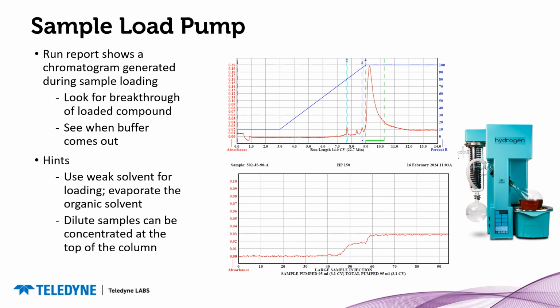When the large sample load pump is used, the run report also shows the absorbance trace during the time the sample is loaded. This run is from a peptide stacked injection run in 50 millimolar ammonium formate. I used the newly introduced EcoDist hydrogen roto-evaporator to remove the methanol and so dissolved the peptide in a weak solvent that concentrated the peptide at the head of the column.